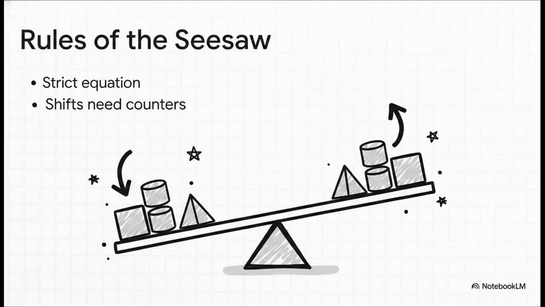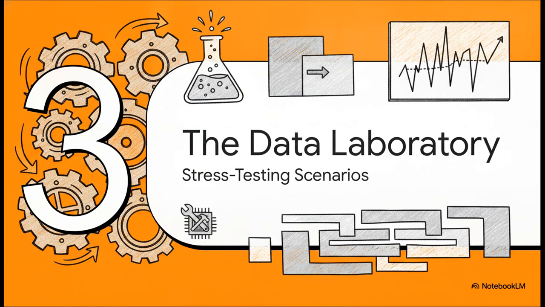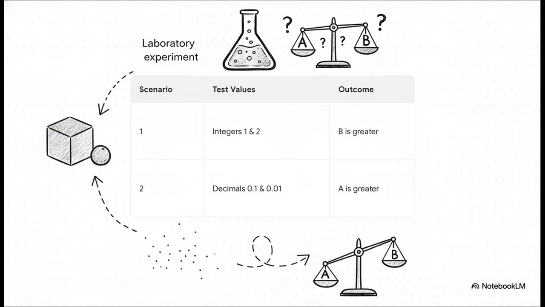By visualizing the problem like this, you instantly see the logical constraints of the numbers and you completely avoid testing dozens of terrible fractions. Let's jump into part 3, the data laboratory, where we stress test our scenarios. Our third tool takes this whole logical framework and applies it to data comparison problems, treating them like a literal laboratory experiment. When a question asks about real numbers without giving you any restrictions, you absolutely must plug in extremes.